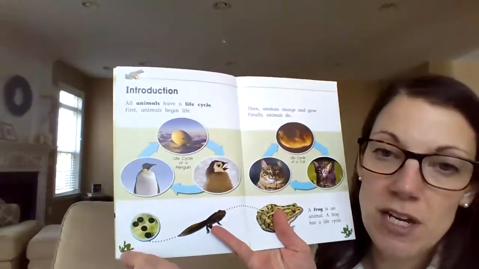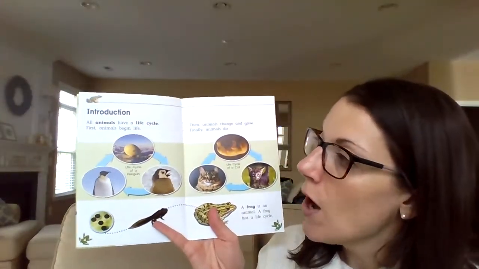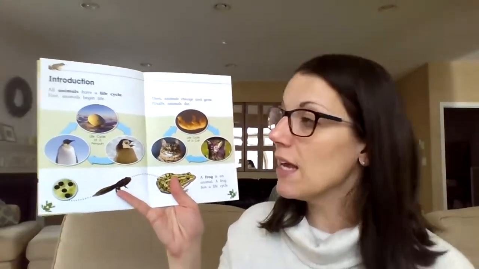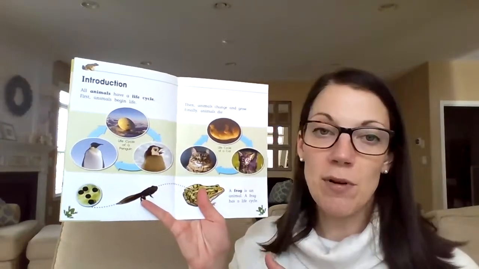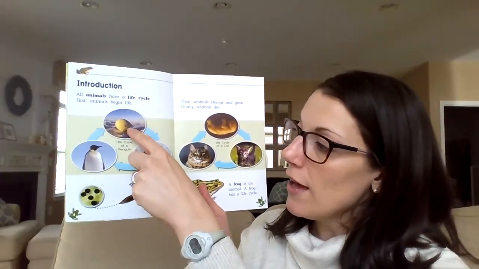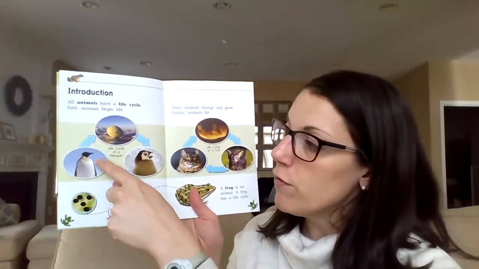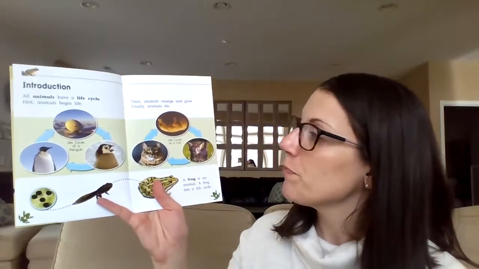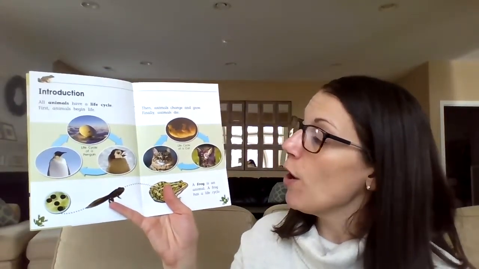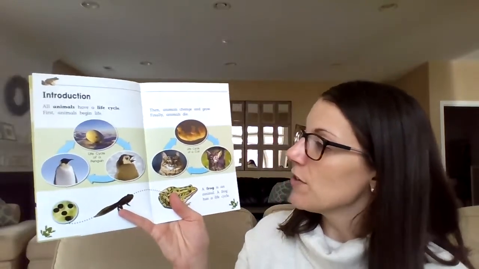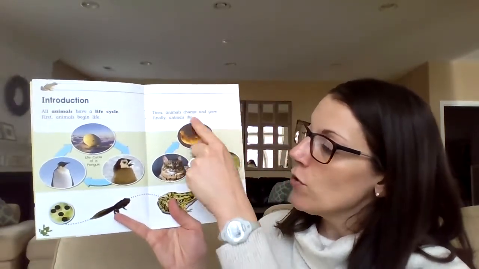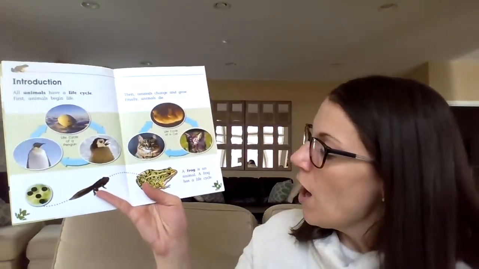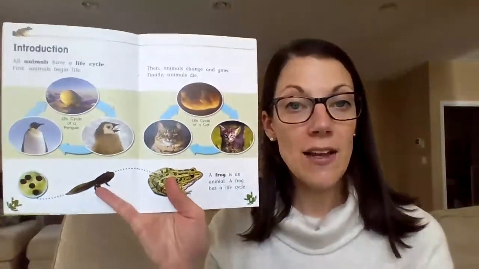Okay, now we're turning, here's page 4. This is the introduction. All animals have a life cycle. First, animals begin life. So that's the beginning or the start of life. And this shows you an example of a life cycle of a penguin. So the penguin goes from an egg to a penguin chick to a full-grown penguin, and the female penguins will lay more eggs, and then the cycle starts again. Then animals change and grow. Finally, animals die. So here's the life cycle of a cat. There's a cat in utero as it's starting to grow, and then a kitten, and then a full-grown cat. A frog is an animal. A frog has a life cycle.